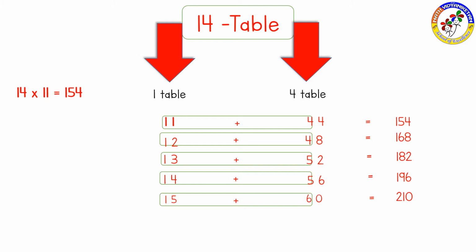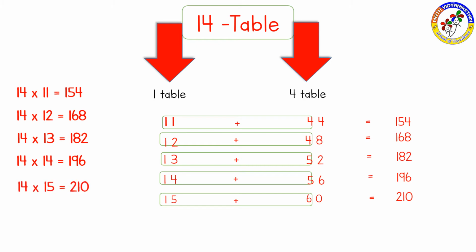Here is the 14 table from 11th step. 11th step nunchi chuddam ippudu. So 14 11s are 154. 14 12s are 168. 14 13s are 182. 14 14s are 196. 14 15s are 210. Is it clear? 14 table. Now let us go to another table.